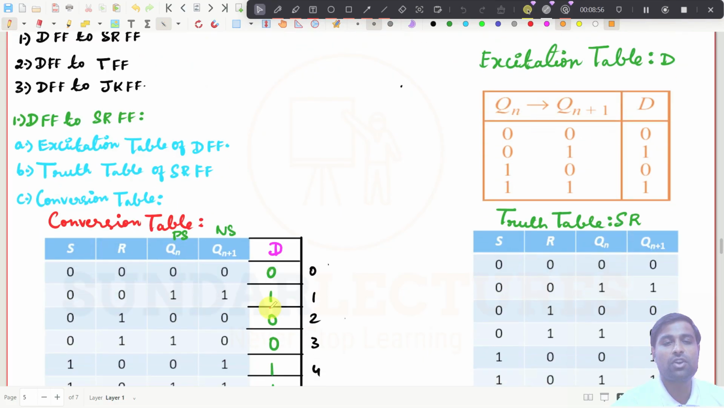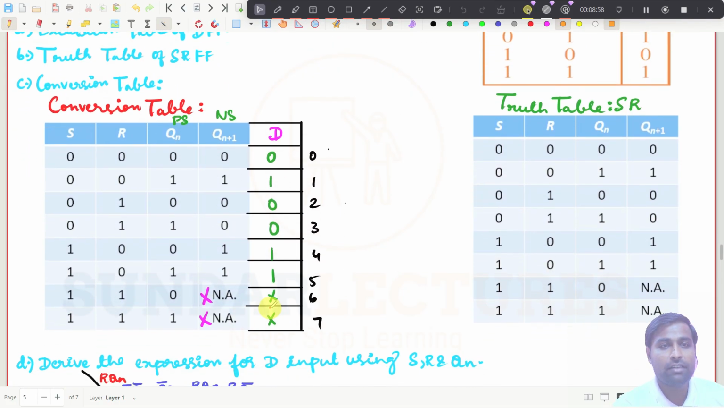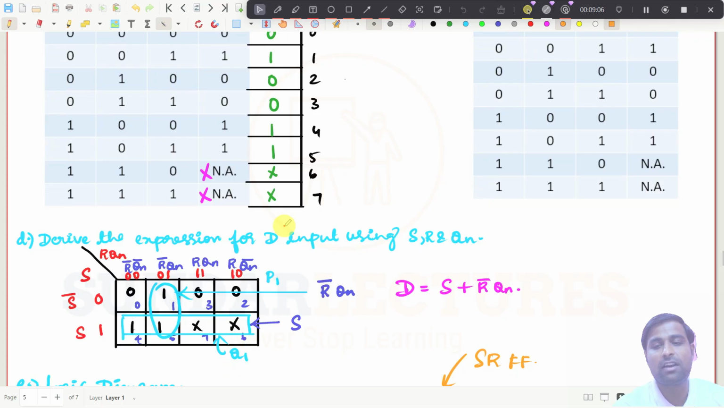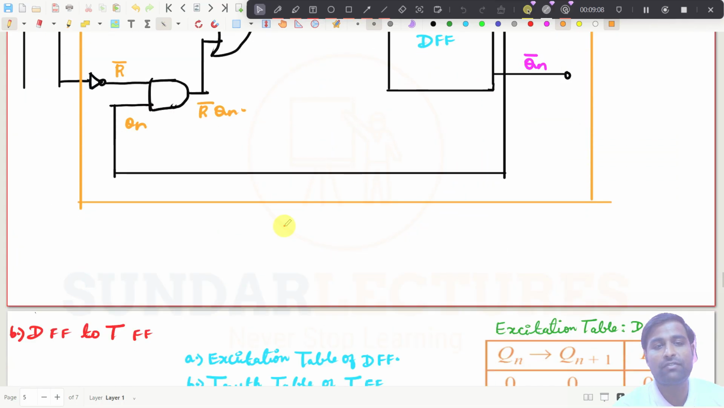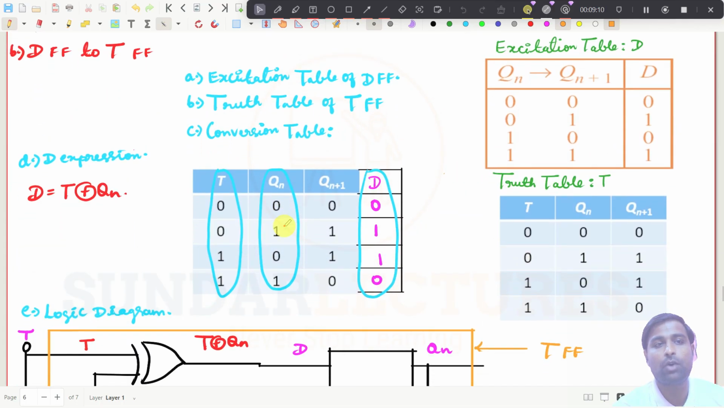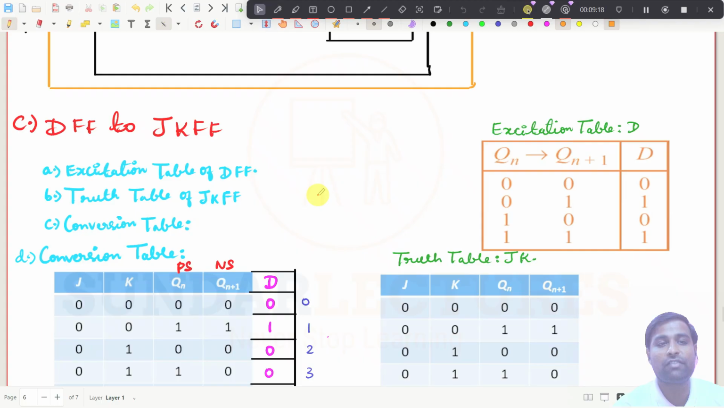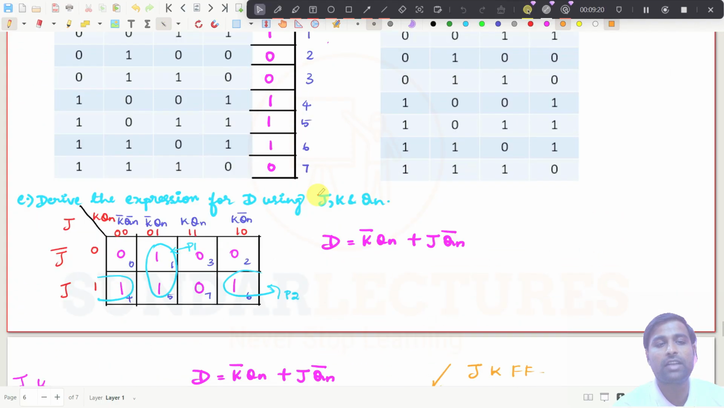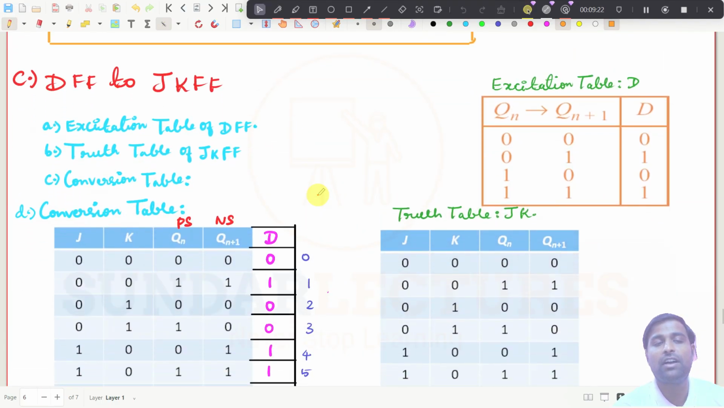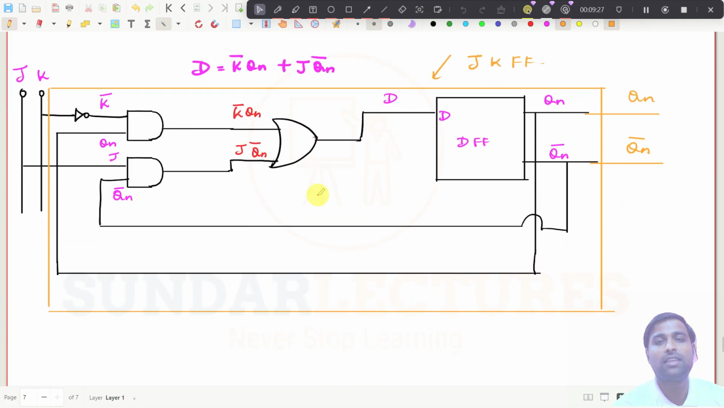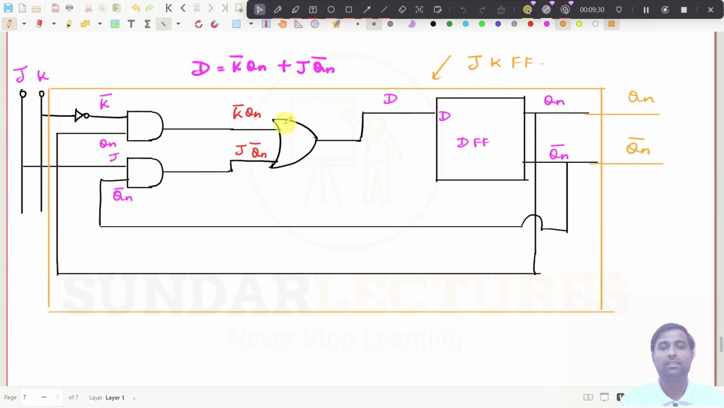So we have just drawn this one. You can see here we have taken the conversion table and we have drawn the logic diagrams with the expressions from the K-maps, right? We have seen how to convert the D flip-flop to T flip-flop. You can see here, this is the diagram of the T flip-flop using D flip-flop, and also we have taken the final one. We have converted the D flip-flop into JK flip-flop, and you can see the logic diagram. This is the final logic diagram of the JK flip-flop.